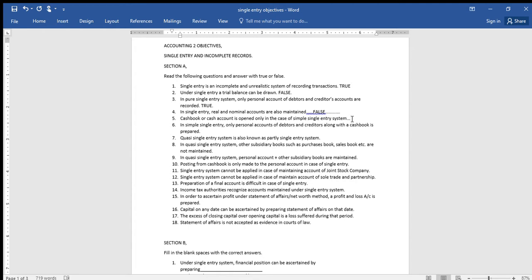When we are solving single entry problems, we prepare a cash book. So the answer is true. Then question 6, in simple single entry system, only personal accounts of debtors and creditors along with the cash book are prepared. We prepare the debtors account, creditors account, and then a cash book. So for number 6, the answer is true.